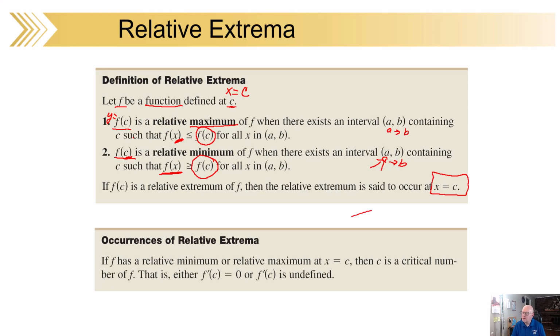Now, here's where we get something that's really important about this. If f has a relative minimum or maximum at that particular value of x, then it's a critical number of f. And that means also that f prime of c, or the derivative at c, is either 0, important, or undefined, that's important. Those will give you critical values. That's why we use a c, because it represents for us critical values.